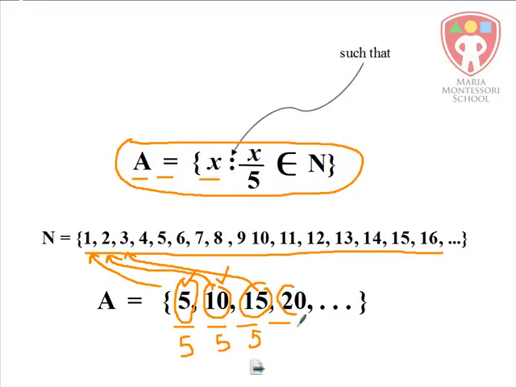Look at the 20. 20 divided by 5 is 4. And as 4 is in our set of natural numbers, then 20 is allowed to be in set A. Well, I'm sure you can guess what other numbers can be in set A. What we would like you to do, pause the video at this point and just write down 3 other numbers that would be in this set and be ready to explain to the class why those numbers are allowed to be in set A.